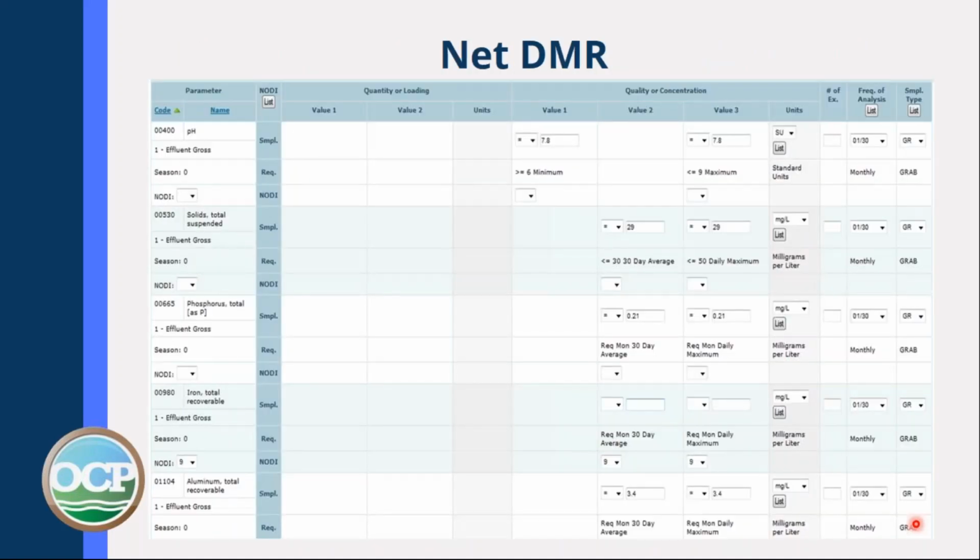This is now online, and this is an example of what you may have to fill out. Here is the information, the names of the parameter. Here you see pH. Here you see suspended solids, phosphorus, iron, aluminium, and so on and so forth. This is where you would put the information that you're going to receive for what those parameters are, the frequency of analysis, and what the sample type was.